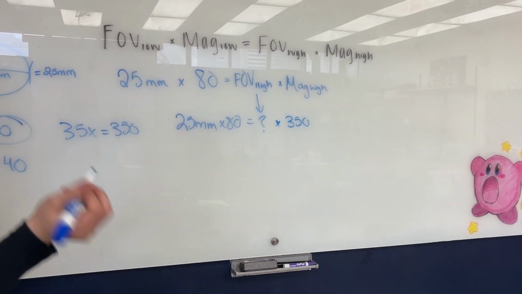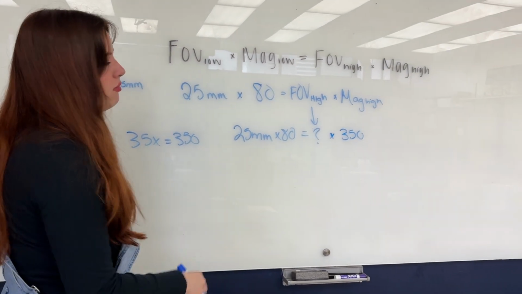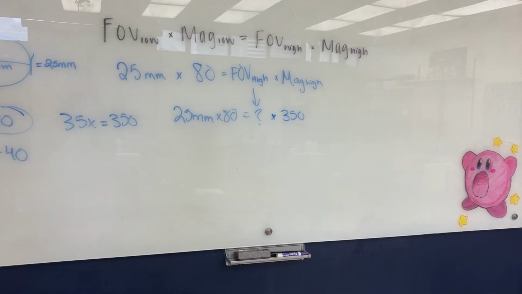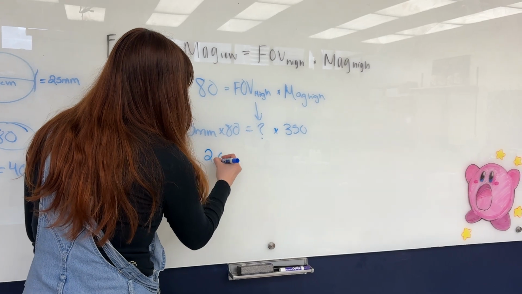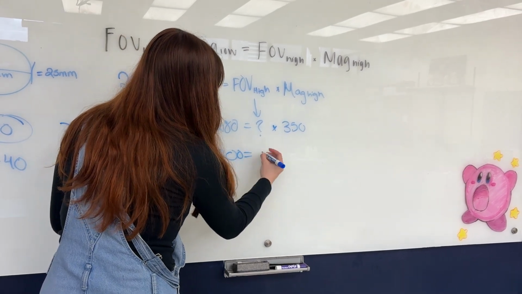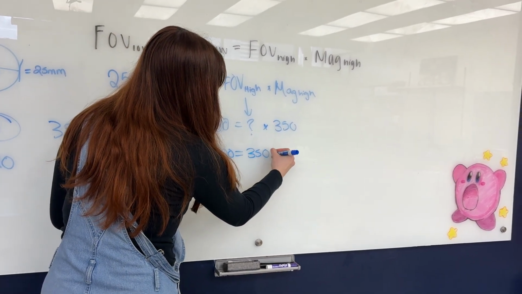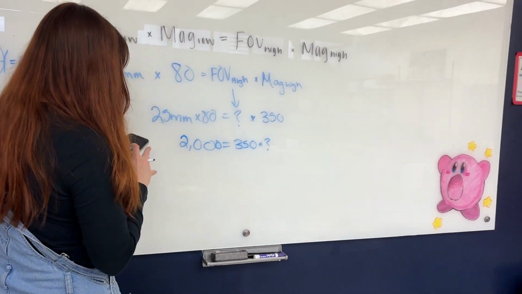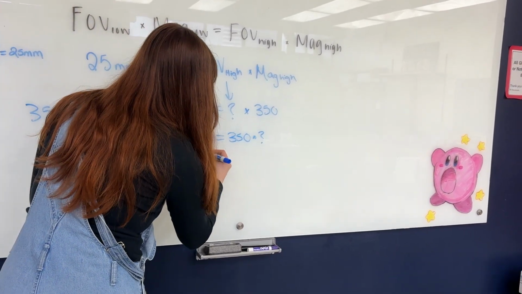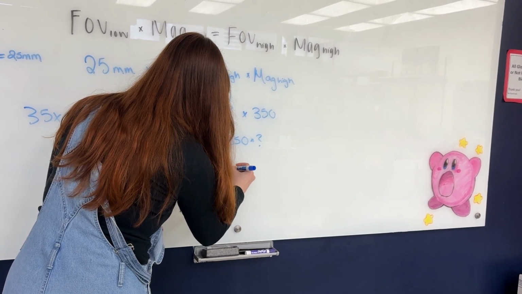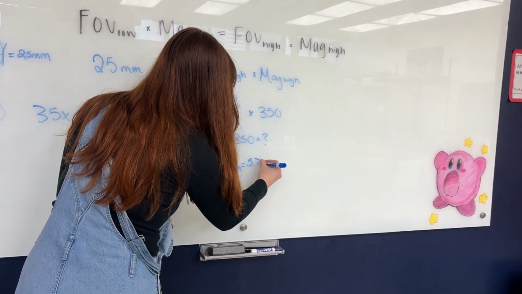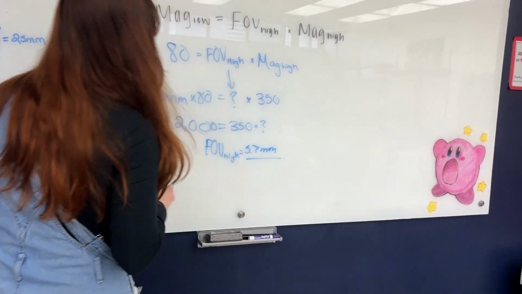So now all I do is solve for the FOV high. This comes out to 2000 equals 350 times, again, that number that I'm trying to figure out. Divide, and then my FOV high equals 5.7, always in millimeters.